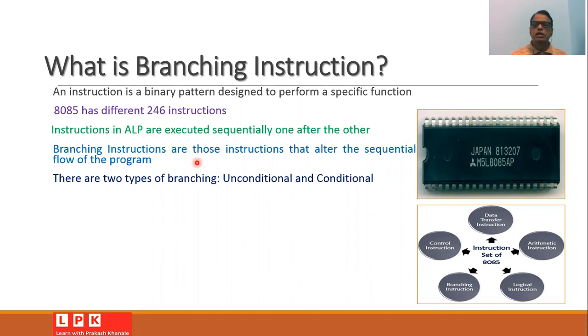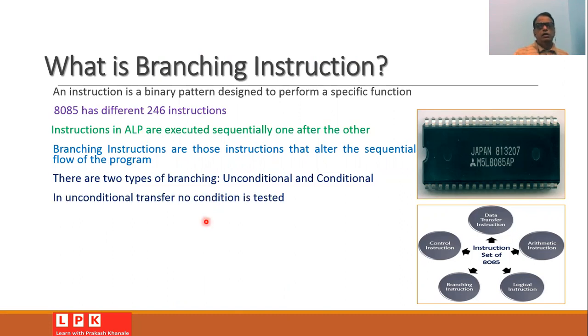Such instructions are needed whenever we want to make a decision in the program. Frequently we are required to make a decision in the program, and depending upon the decision, we need to execute certain instructions based upon its value. There are two types of branching. The branching is called unconditional branching if there is no condition, and sometimes we have conditional branching. That is, we check for a certain condition and then decide which instruction to execute.